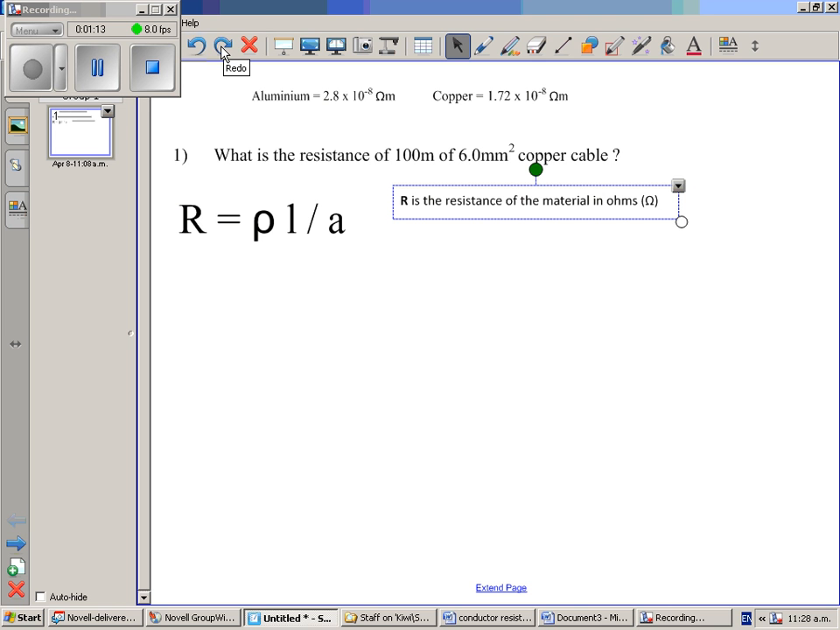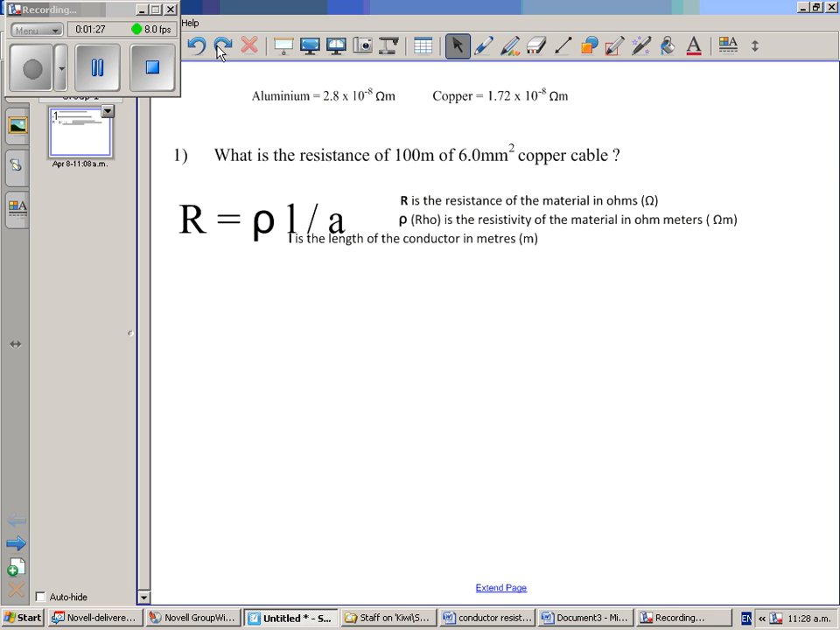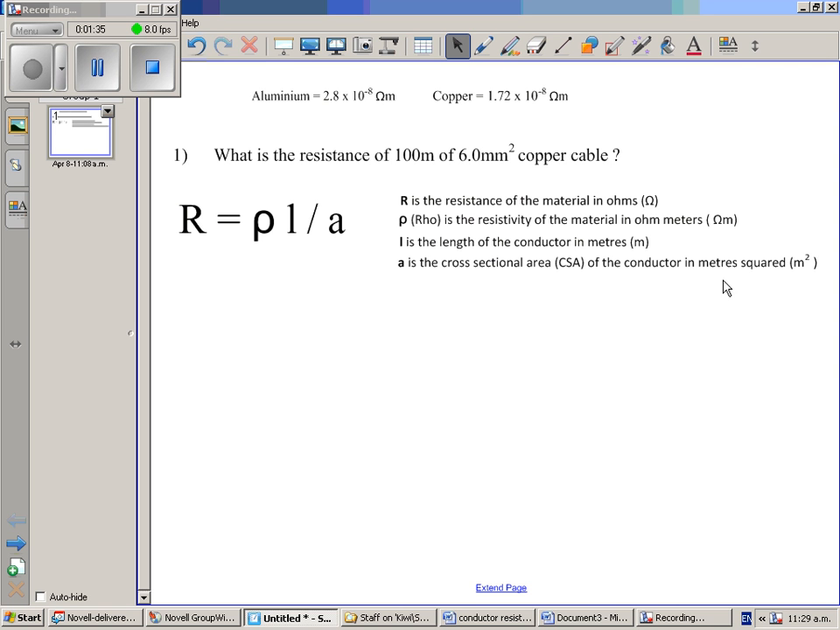R is the resistance of the material in ohms. Rho is the resistivity of the material in ohm meters. And we've been given these up here, aluminium and copper. In this question, we're really only interested in the copper. L is the length of the conductor in meters, and A is the cross-sectional area of the conductor in meters squared. It must be in meters squared.